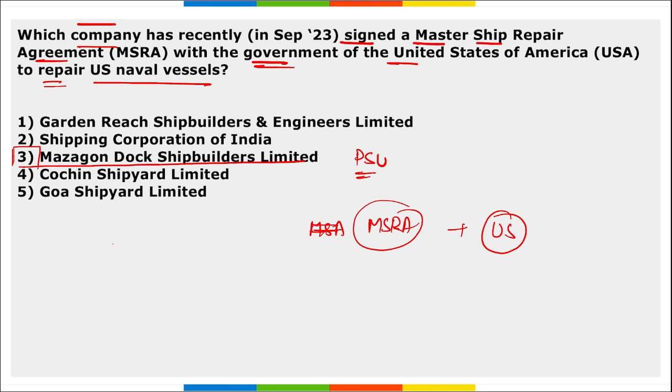Next, if we talk about Madgaon Dock Shipbuilders Limited, this is a private limited company that was established in 1934 in Mumbai, Maharashtra.